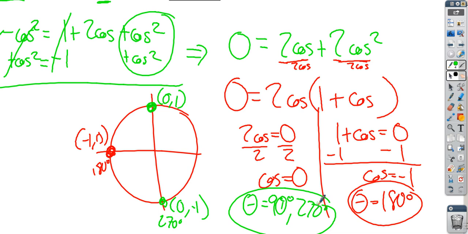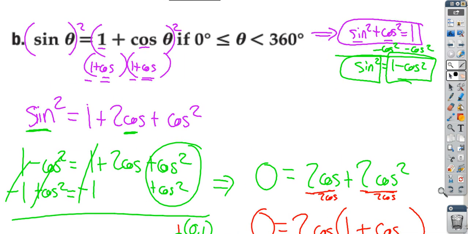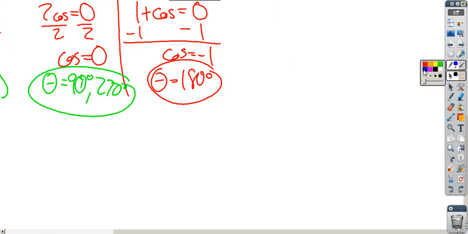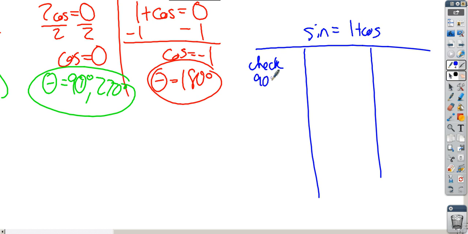Okay, so in this equation, it looks like we had 3 solutions right there, but it is important to check them to be sure that we wind up with non-extraneous solutions. So if we go back to the original, it was sine equals 1 plus cosine. So I'm just going to write this down here so we have more space. So here's the original, sine equals 1 plus cosine, and we have to check all 3 of these. We have to check 90 degrees, we have to check 180 degrees, and we have to check 270 degrees.